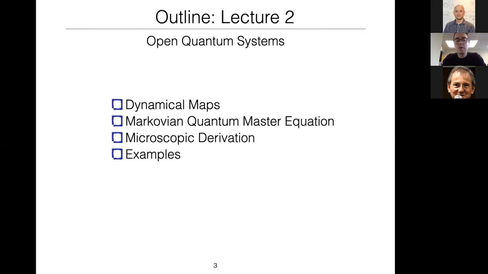When we introduce dynamical maps, we can then introduce the idea of a quantum Markov process. I'll then go on to talk about the construction of a Markovian quantum master equation. And then in the last parts of this lecture, hopefully if we get onto it, I'll go through a microscopic derivation of the Markovian quantum master equation.